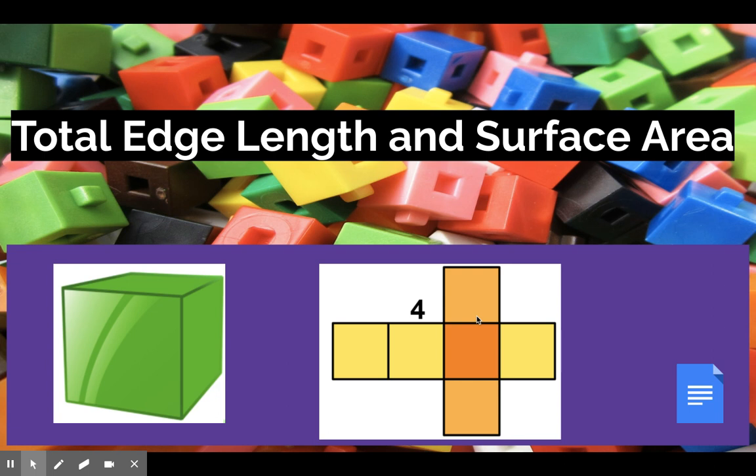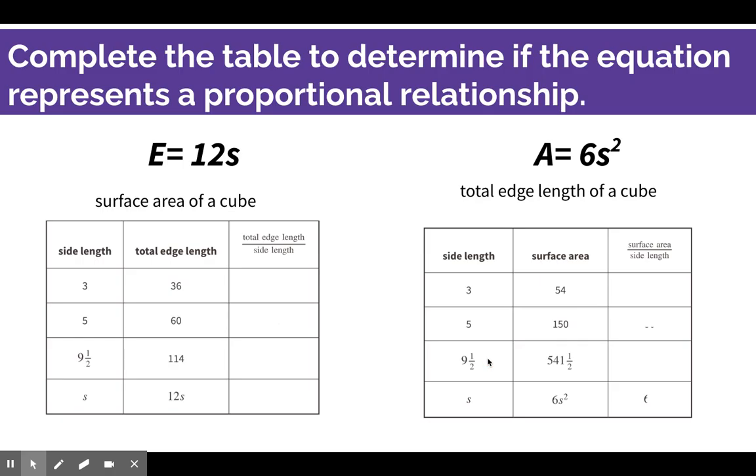Now, let's keep moving and talk about the total edge, length, and surface area. So the first thing that we want to do is complete the table to determine if the equation represents a proportional relationship. So let's start with the first table. We're given the equation E equals 12S, and this is the surface area of a cube.